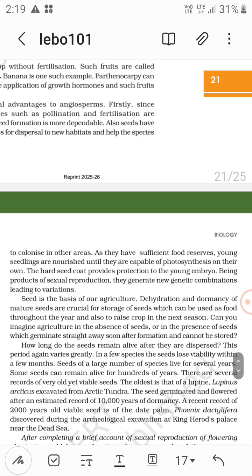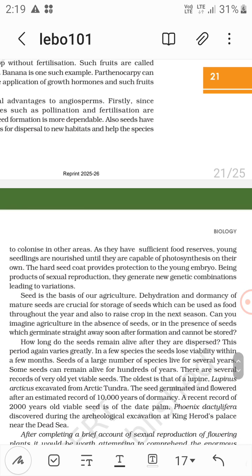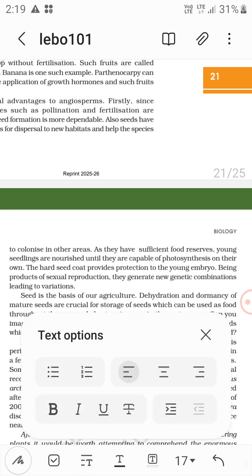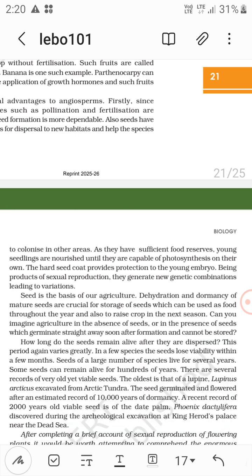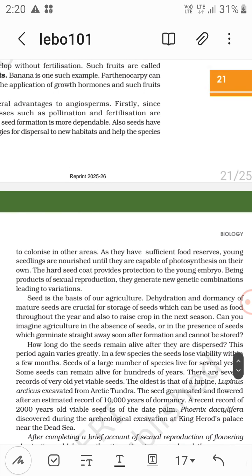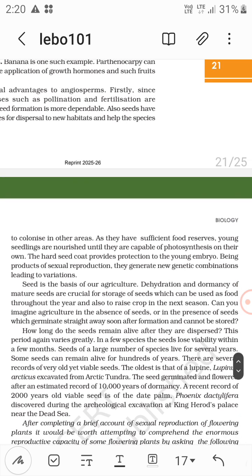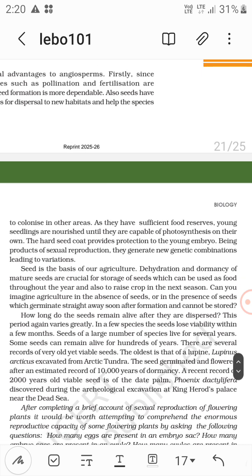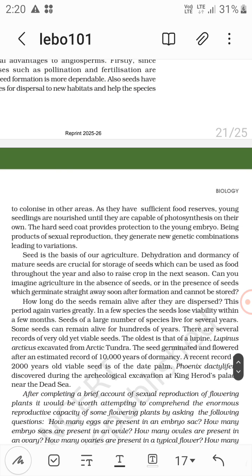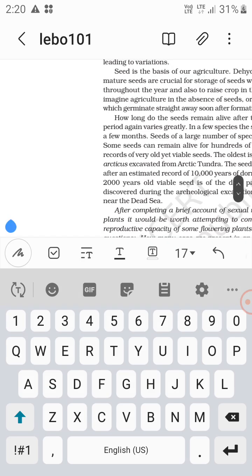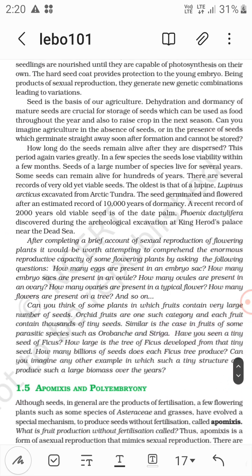The hard seed coat provides protection to the young embryo. Being products of sexual reproduction, they generate new genetic combinations leading to variation. Seed is the basis of our agriculture. Dehydration and dormancy of mature seeds are crucial for storage.